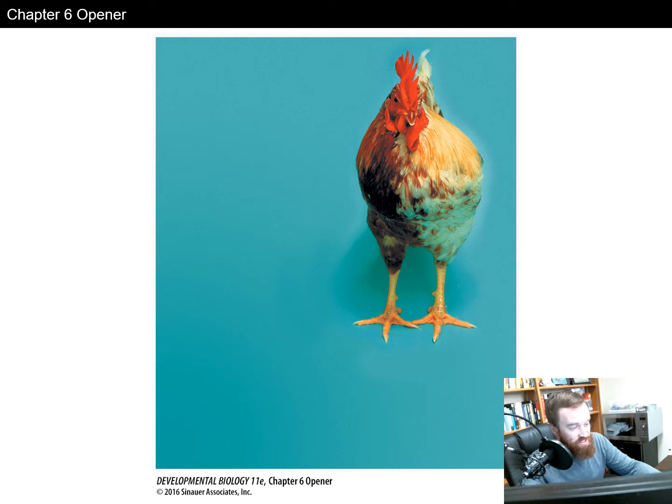And so as you can see here in this introductory image, we have an organism, a chicken for that matter, that is half hen and half rooster. And so we're going to look at how this is possible and how chromosomes play a role in determining the sex of an organism.